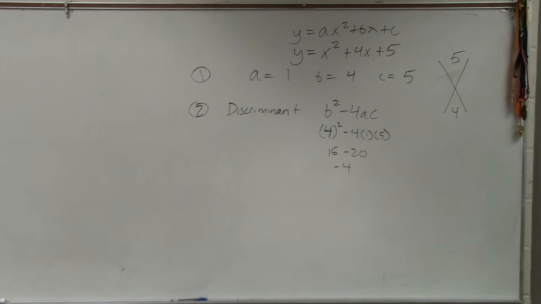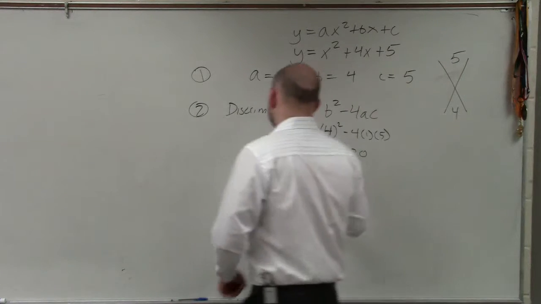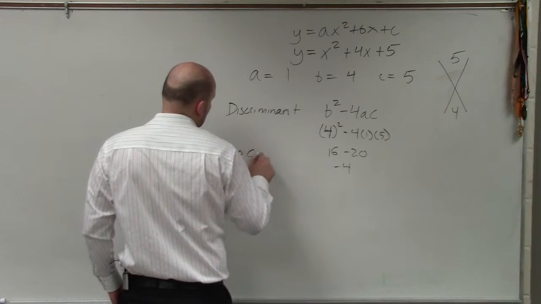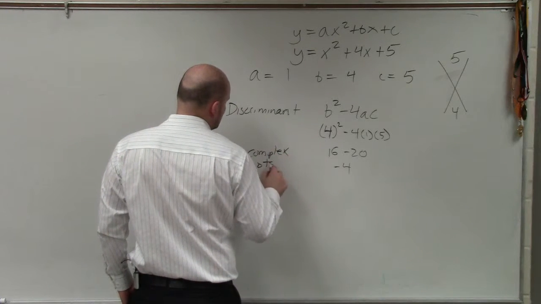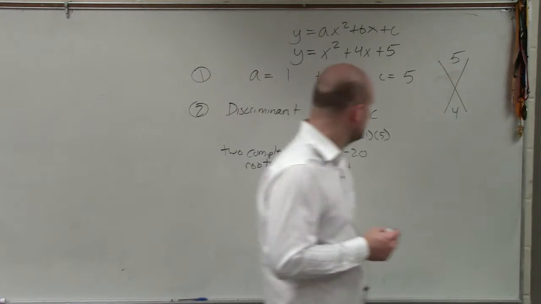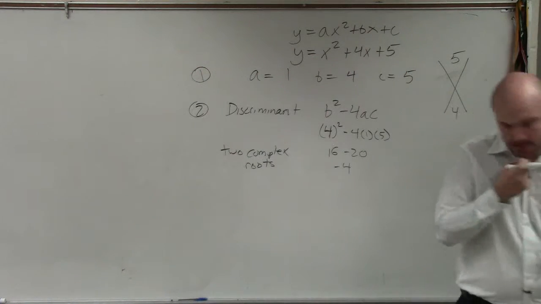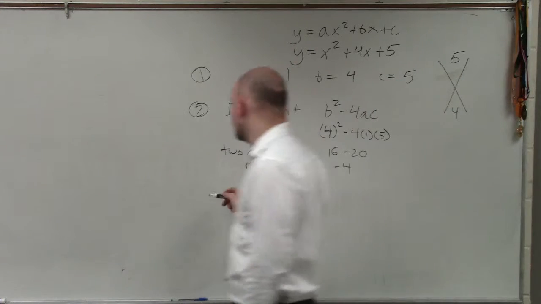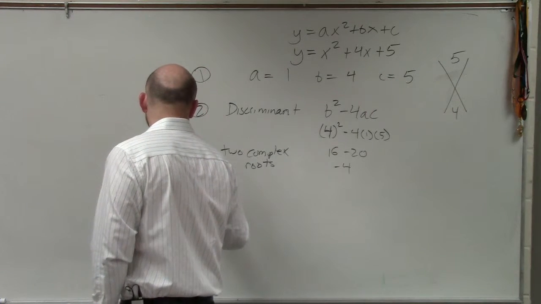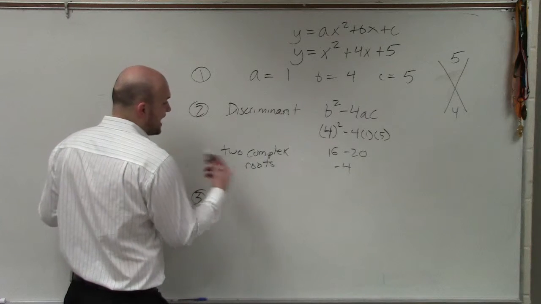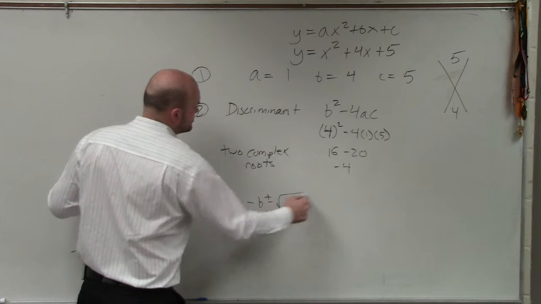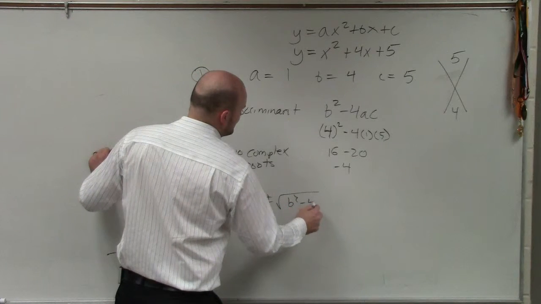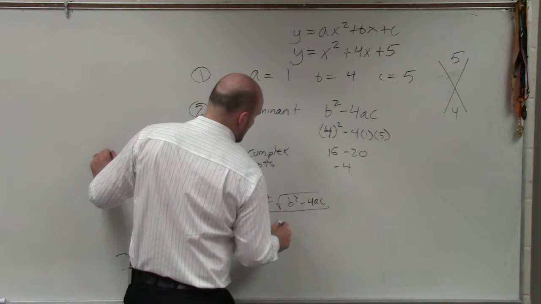All right? So since I have negative 4 here, since my answer is negative, I'm going to write in, I'm going to have 2 complex roots. We'll call it roots, solutions, x-intercepts. And then the last thing we're going to do is now we're going to use the quadratic formula to find actually the rest of the actual values. So the quadratic formula is x equals opposite of b plus or minus the square root of b squared minus 4 times a times c all over 2a.